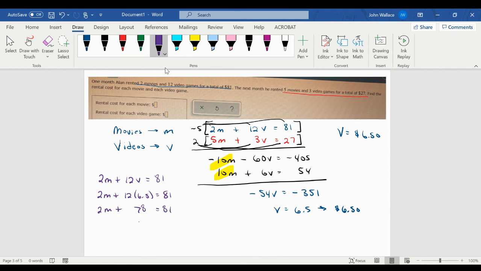Subtracting 78 from both sides, we're going to have 2m is equal to 3, which leaves us with m is equal to 1.5, and money-wise, that's just $1.50. So the cost of each movie ticket is $1.50.